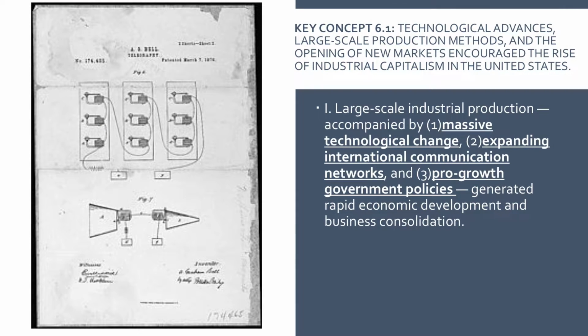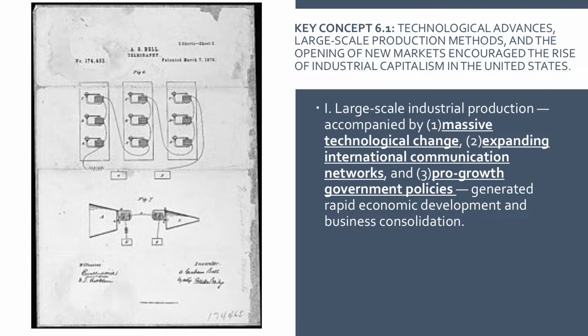We're in Key Concept 6.1: technological advances, large-scale production methods, the opening of new markets, all encouraged the rise of industrial capitalism in the United States. And remember, this is a basis of a contextualization point for you. Roman numeral 1, there are 3 things they're already giving you here. Remember, this could be a multiple choice question for you that helped this industrial production.